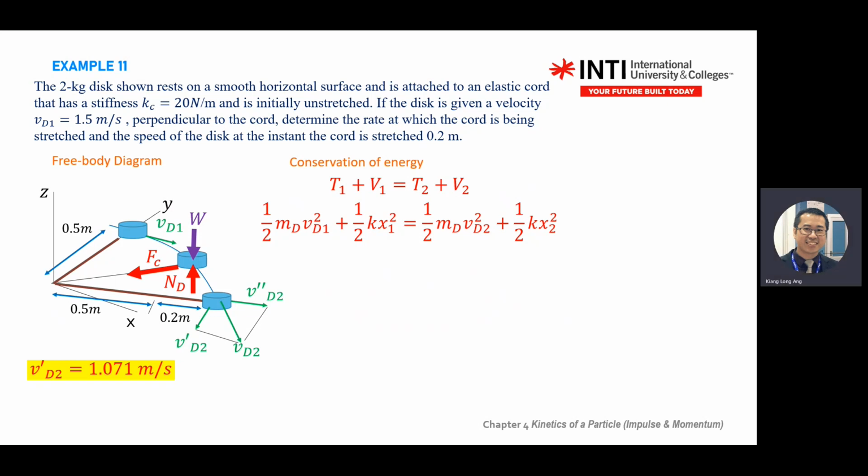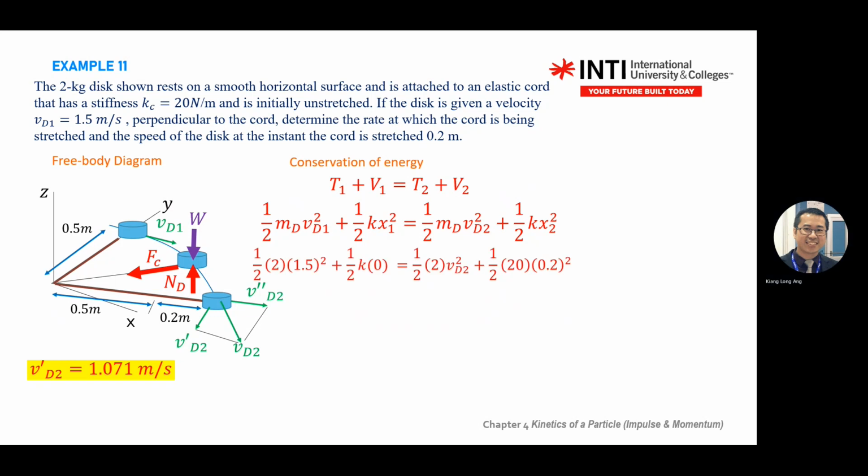Before equals after energy. You substitute the values. There's one missing, which is the velocity at the second station. You substitute, you find that. So how many conservation laws do you have? The conservation of energy, conservation of momentum, conservation of angular momentum.